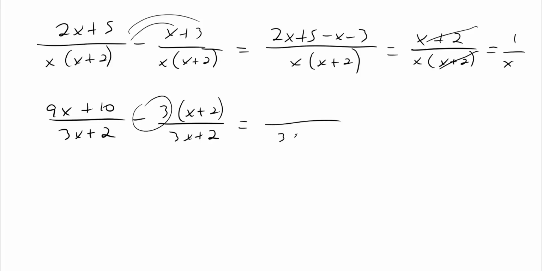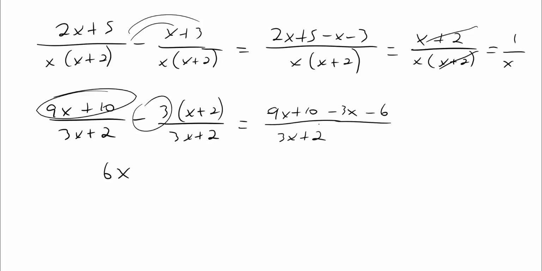So again, one denominator, 3x plus 2, distributing the negative. So negative 3 times x is negative 3x. Well, here, sorry. I need the 9x plus 10 first. Right, that's the first one here. And then I distribute the negative 3. So minus 3x, and then negative 3 times 2 is minus 6. Okay? Combine like terms, so 9x minus 3x is 6x. 10 minus 6 is 4, so positive 4, over 3x plus 2.